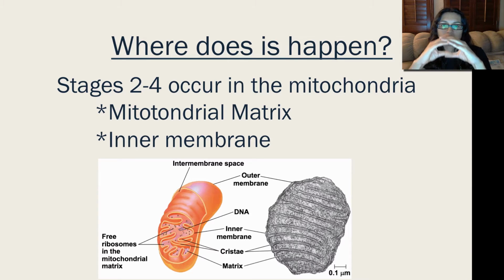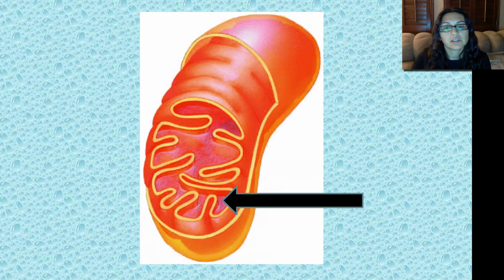The outer one is what you think of when you think of a membrane. The inner one is kind of wrinkly and folded. So the inner membrane has a whole bunch of folds as part of it. We call it the cristae. And those increase surface area, which allow more of the reactions that we're going to see during stages 2 through 4 to occur. So let's go ahead and take a look.